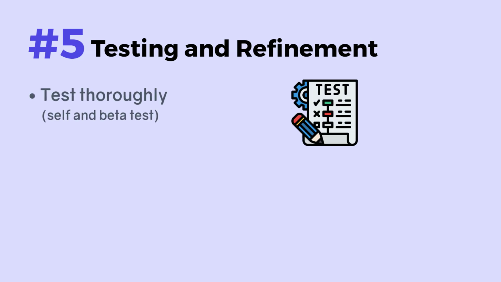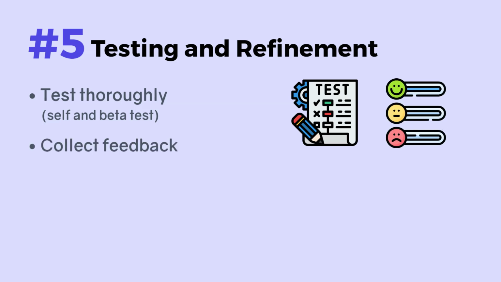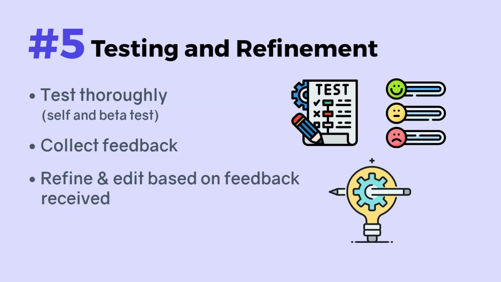Finally, it is time to test your simulation and refine it. Make sure to thoroughly test your simulation multiple times, testing every path and possible outcome to identify errors and areas for improvement. Let a few colleagues or beta testers also try the simulation and collect their feedback on clarity, usability, and overall effectiveness. Use this feedback to refine your simulation and address any pain points.